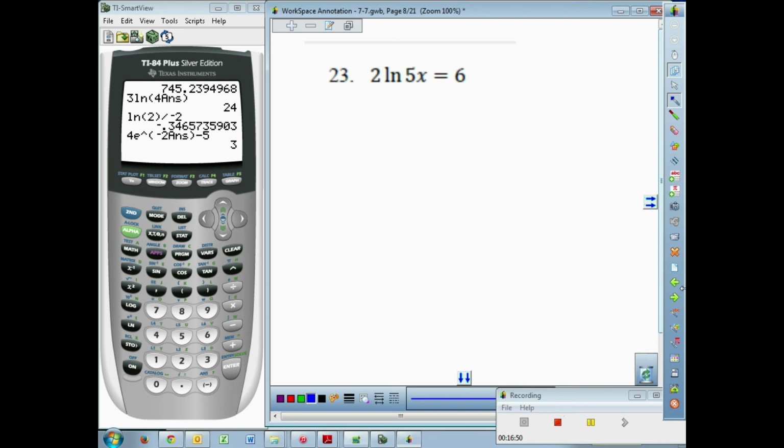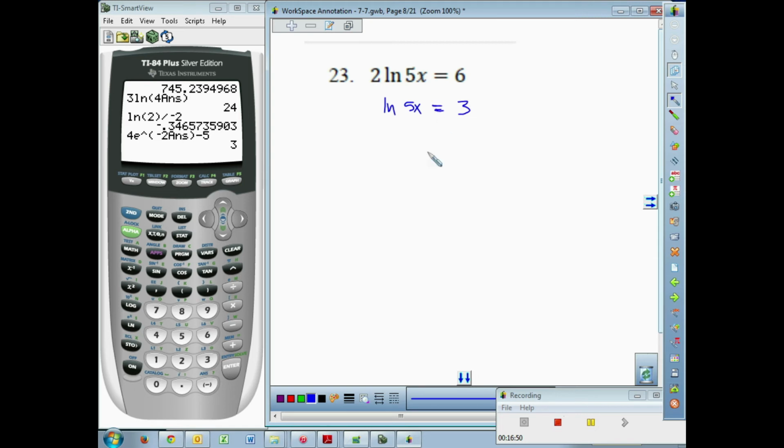What would you do? Does every term have a log with it? There are logs involved. Does every term have a log with it? Nope. Get it to log equals number. How do you get rid of that 2 in front of there? So natural log of 5x equals 3.